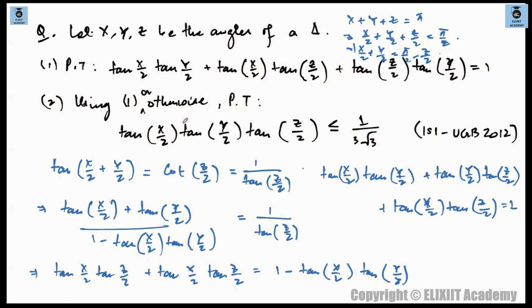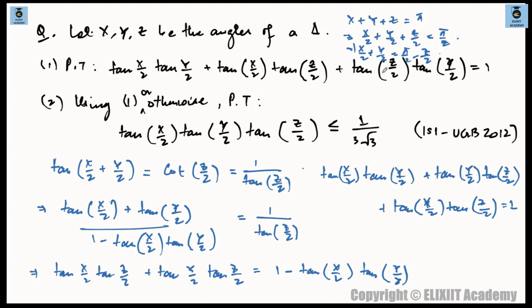Second part is saying, using 1, now prove that tan x by 2 into tan y by 2 into tan z by 2 is less than or equal to 1 by 3 root 3. How will you do the second part? Using 1 or otherwise, they have said. Mostly whenever they have given the question as a second part, we have to use the first part to solve the second part. So how will you do it?